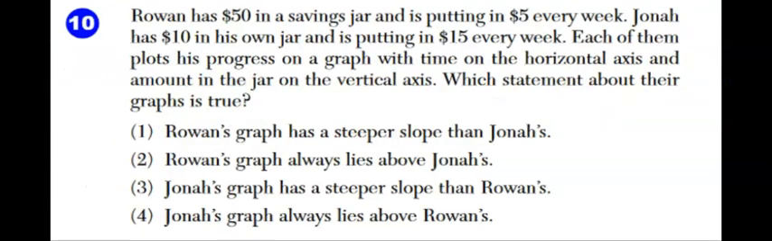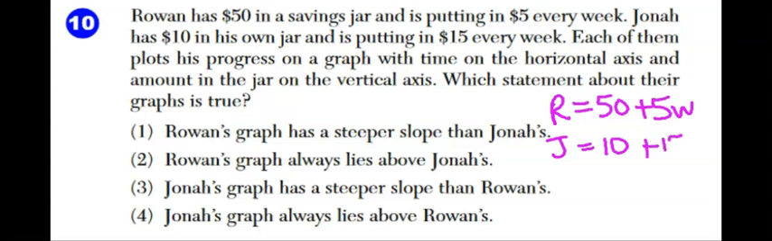Question number 10 describes Rowan has $50 in his savings jar and he's putting in $5 every week. So every single week it increases by $5. So Rowan has 50, and then he adds 5 per week. That's a linear function. Jonah has $10 in his own jar, so Jonah has an initial value of 10, and he's putting in 15 per week. Each of them plots his progress on a graph with time on the horizontal axis, that's the W, and the amount in the jar on the vertical axis, that's the Y. Which statement about their graphs is true?